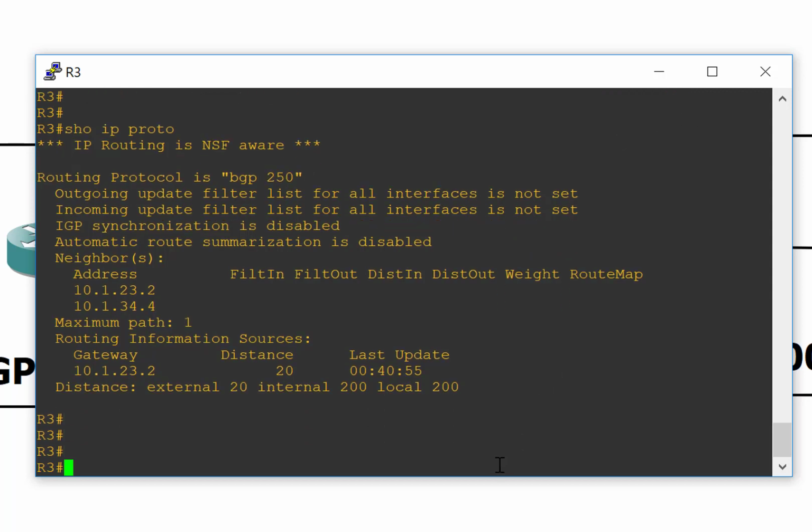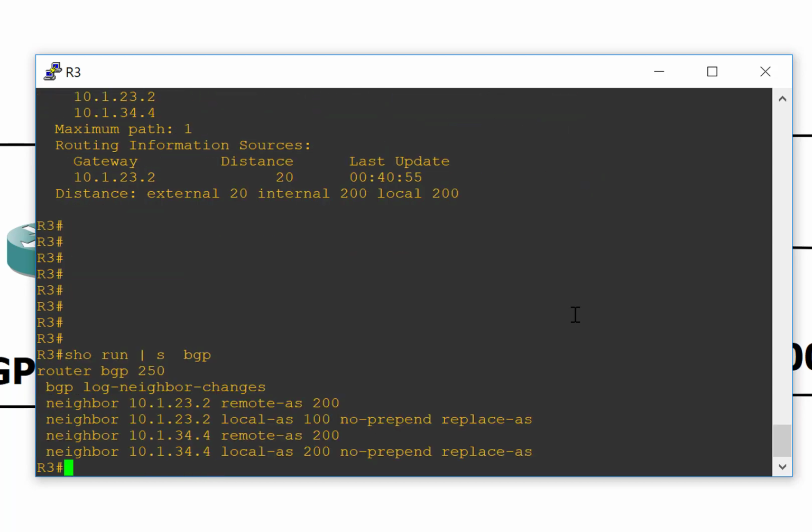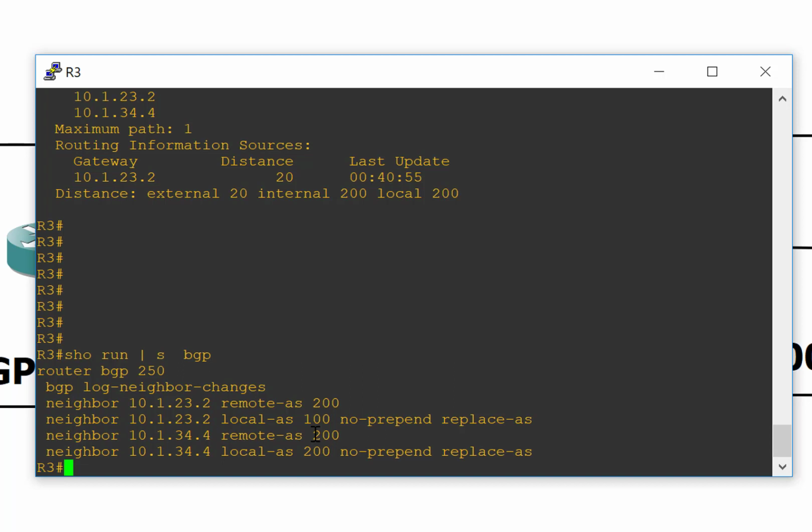Okay. So if router 3 is BGP 250, what is router 4? How is router 4 peering back with router 3? Let's take a look. I'm going to do a show run section BGP here on router 3. Here's our config statement for peering up with router 4. We're telling router 4 that, hey, your remote autonomous system 200 and I'm locally known as 200.